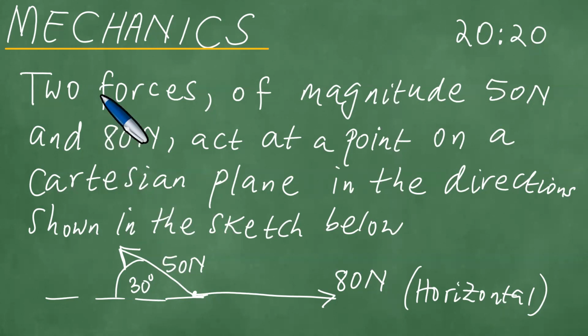But we actually are dealing with mechanics, and we're looking at two forces of magnitude 50 and 80 newtons, okay? 50 and 80 newtons as shown below, act at a point on a Cartesian plane in the directions shown in the sketch below. So you have the directions shown. And once again, the 80 Newton force acts on the horizontal, and we can clearly see the 50 Newton force acts at an angle of 30 degrees to the horizontal. And we continue.